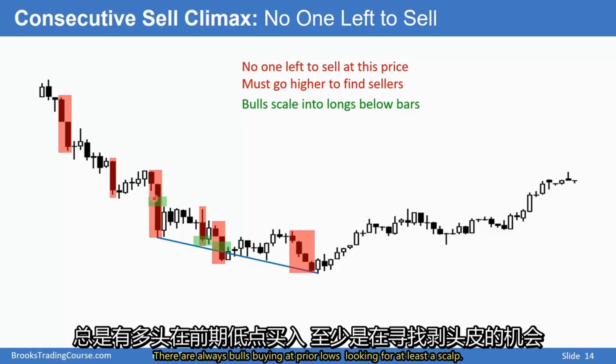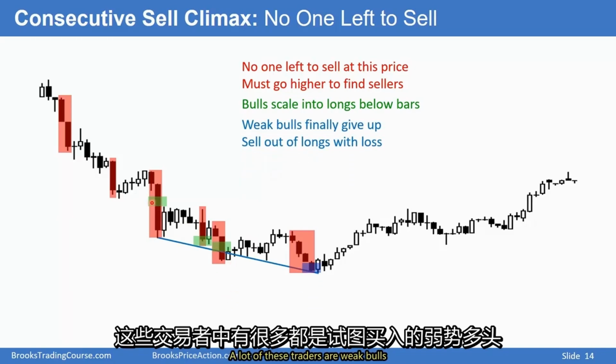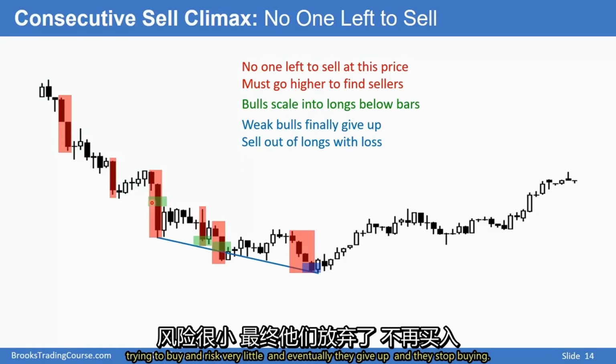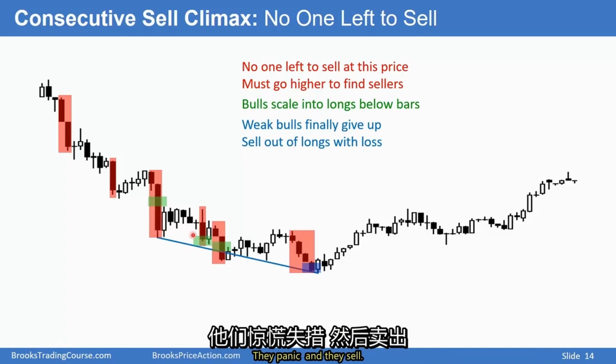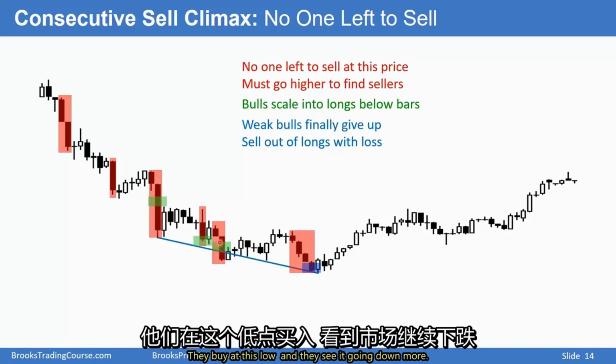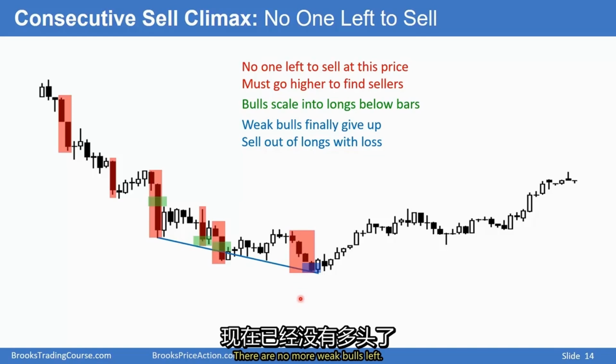There are always bulls buying at prior lows, looking for at least a scalp. A lot of these traders are weak bulls trying to buy and risk very little, and eventually they give up and they stop buying. They buy here and they see the market going down, they panic and they sell. They buy at this low and they see it going down more, they panic and they sell. There are no more weak bulls left. They stop buying. Eventually what you're left with are strong bulls.